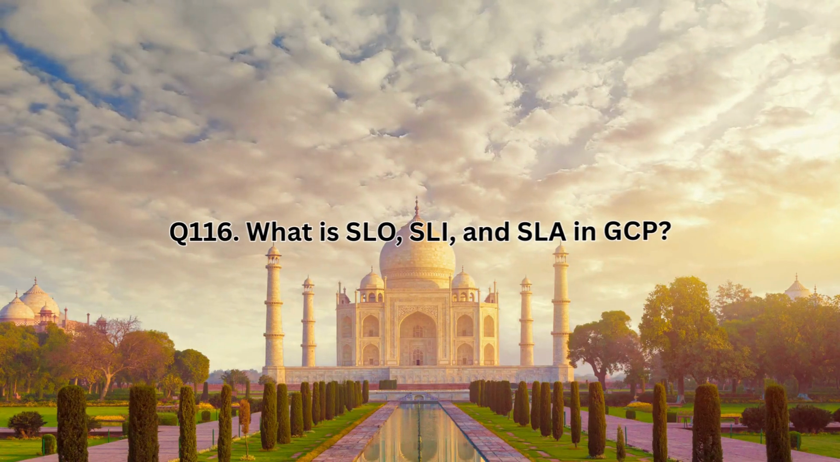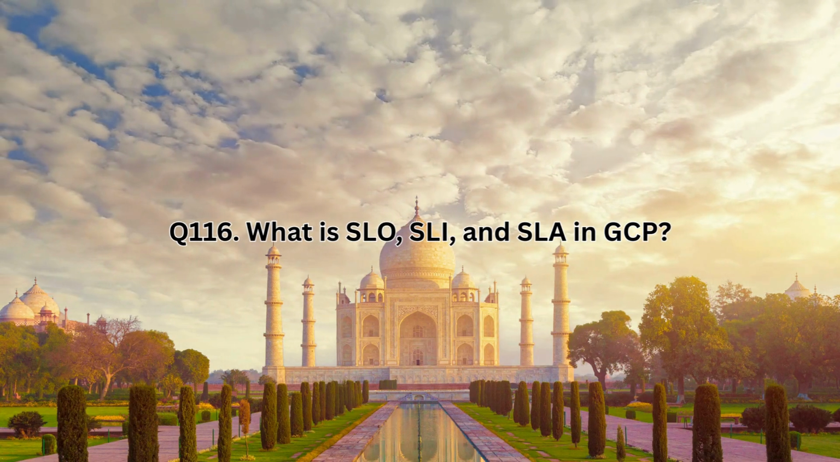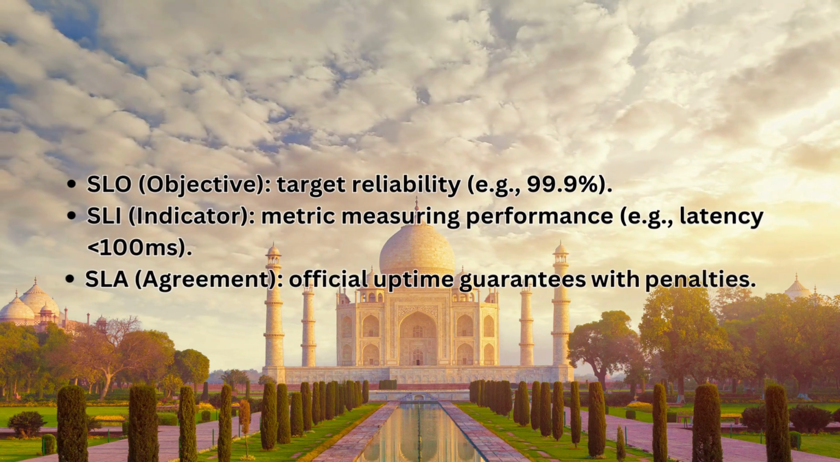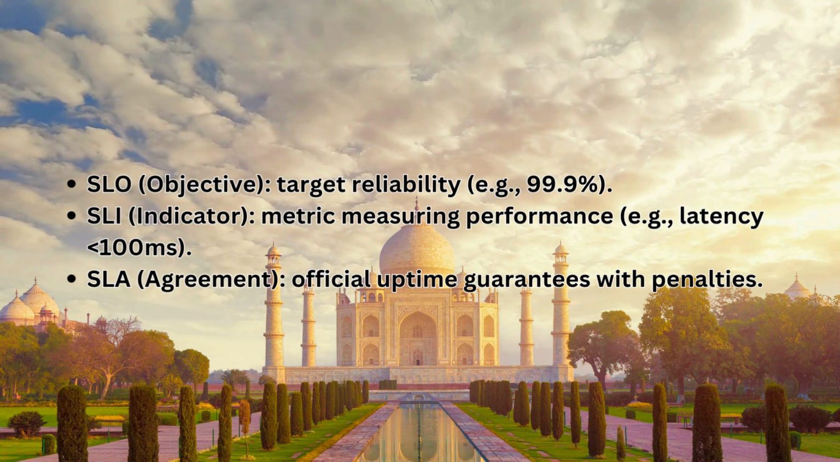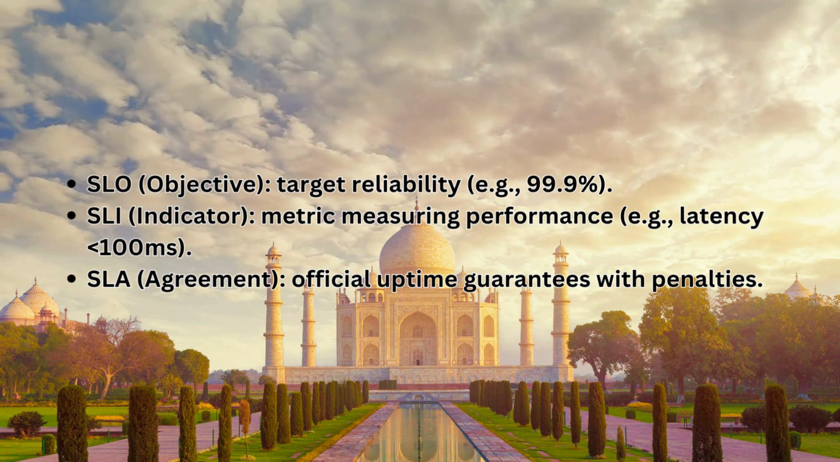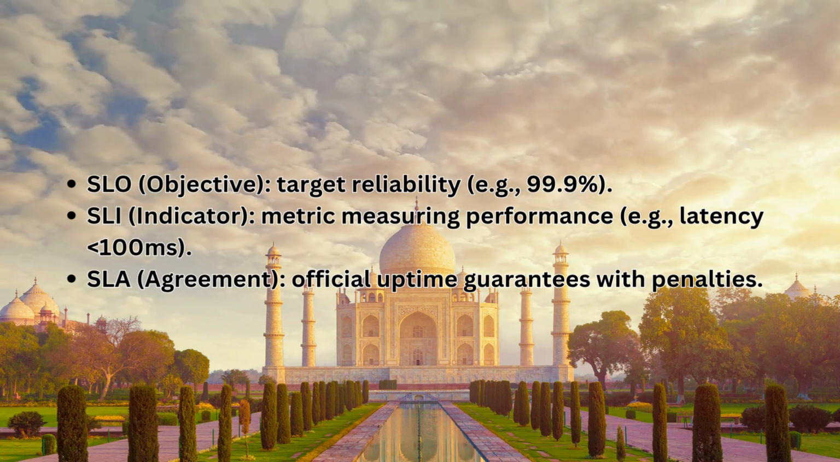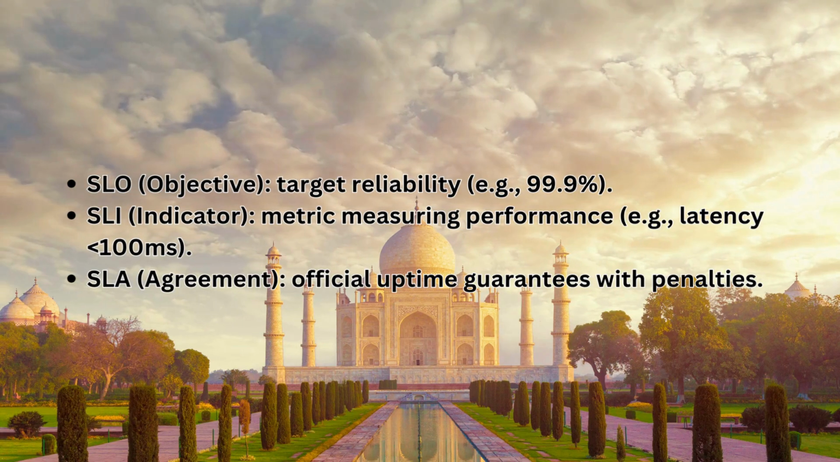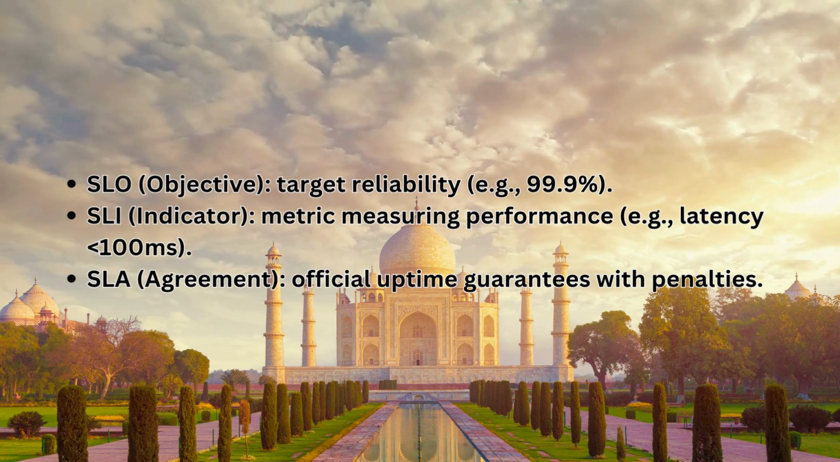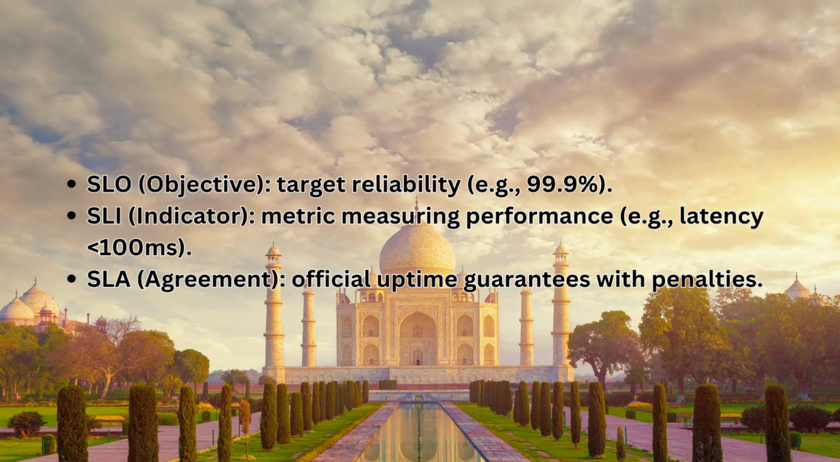What are SLO, SLI, and SLA in GCP? SLO, objective: target reliability, for example 99.9%. SLI, indicator: a metric measuring performance, for example latency less than 100 milliseconds. SLA, agreement: official uptime guarantees with penalties.